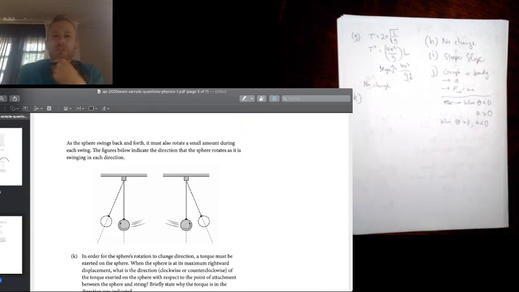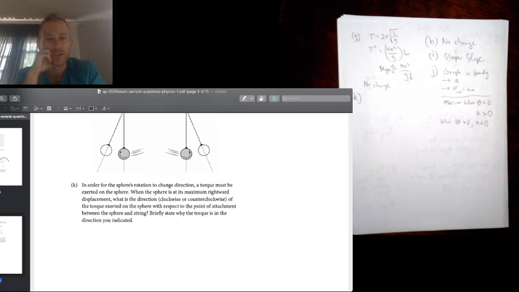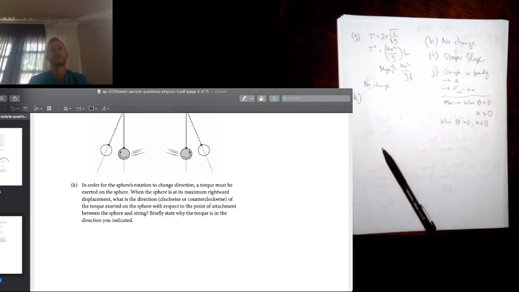Below indicate the direction that the sphere rotates as it is swinging. In order for the sphere's rotation to change direction, a torque must be exerted on the sphere. When the sphere is at its maximum rightward displacement, what is the direction of the torque exerted on the sphere with respect to the point of attachment between the sphere and the string? Briefly state why the torque is in the direction you indicated.